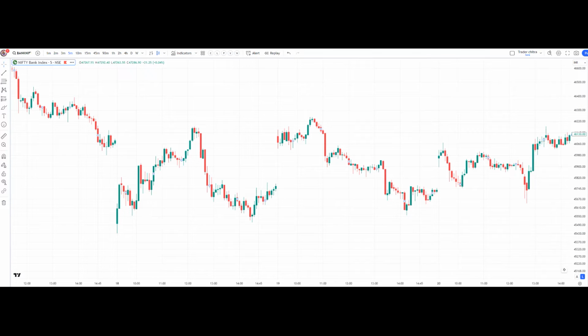So this is a Bank Nifty chart. Okay, so I have taken the 5 minute time frame. So we can look into any time frame. All right, so now we will see the evening star pattern.